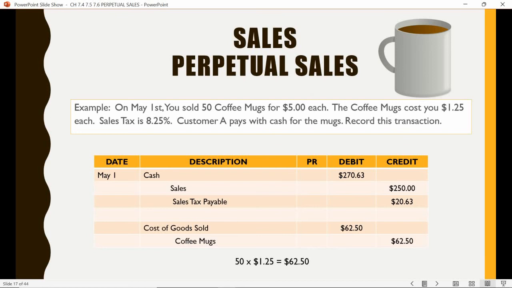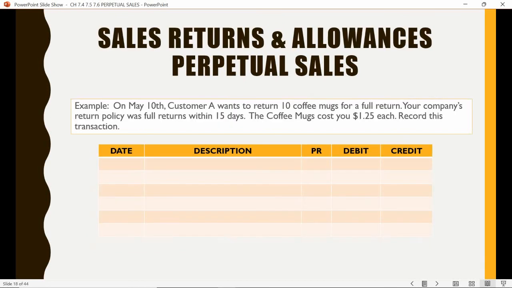Now, of course, now that my items are sold, let's see what happens next. If on May 10th, customer A wants to return 10 of those coffee mugs for a full refund, and your store policy was that you can give a full refund within 15 days. And of course, because it was 10 days later, the coffee mugs still cost you $1.25 each. So in this case, let's record this transaction.